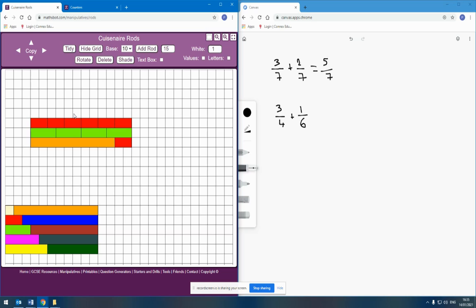And so if I want to add 3/4 and 1/6, then either I can put up 3 green rods, because that is 3 single quarters, or I could take a blue rod that has a length of 3/4, and I could add a length of 1/6, which just means connecting it to the end of the previous length.